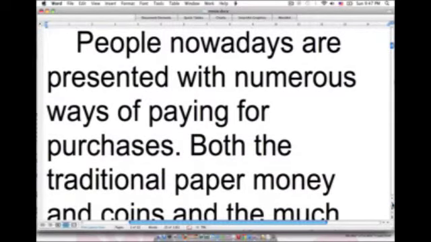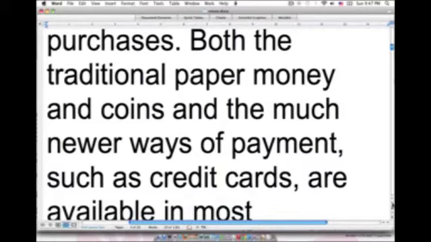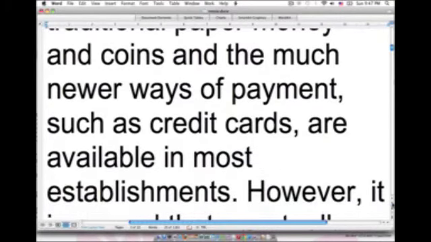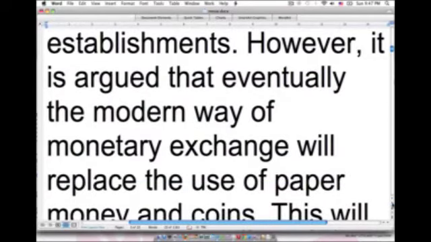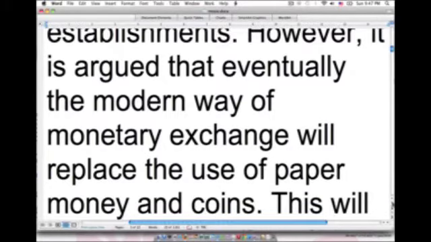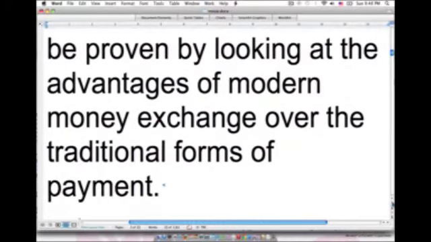People nowadays are presented with numerous ways of paying for purchases. Both the traditional paper money and coins, and the much newer ways of payment, such as credit cards, are available in most establishments. However, it is argued that eventually the modern way of monetary exchange will replace the use of paper money and coins. This will be proven by looking at the advantages of modern money exchange over the traditional forms of payment.